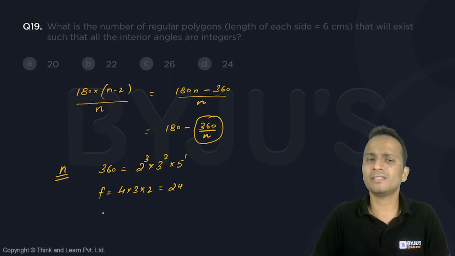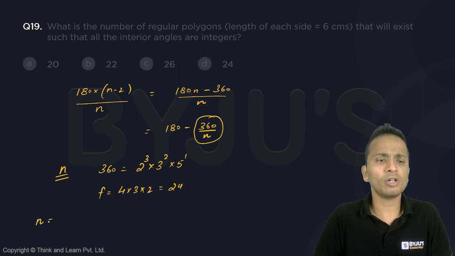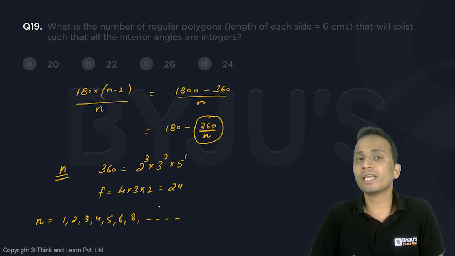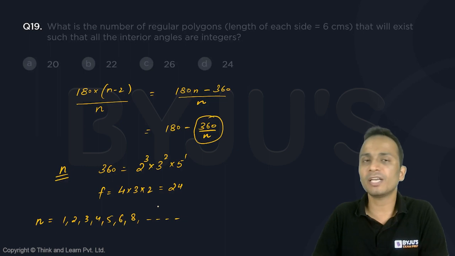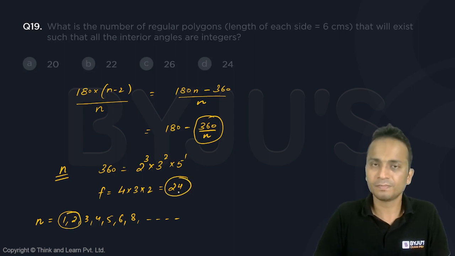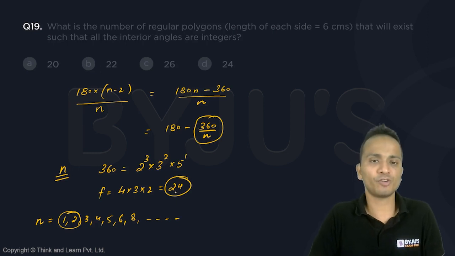Now, what is n? n is the number of sides. Okay, so if I write all the values of n starting from the smallest value, the factors of 360 will be 1, 2, 3, 4, 5, 6, then 8 and so on, right? Now, in a polygon, a closed figure can be made if the number of sides is greater than or equal to 3. Okay, so 1 and 2 were among the factors of 360, but they cannot be the number of sides of a regular polygon. All right, so I'll remove these two values out of 24 values of n. And that will give me the answer for this question.